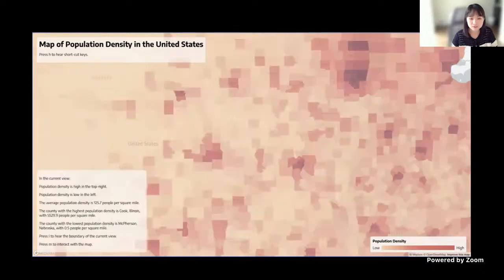Information is loading. In the current view, population density is high in the top right. Population density is low in the left. The average population density is 125.7 people per square mile. The county with the highest population density is Cook, Illinois, with 5,529.9 people per square mile. The county with the lowest population density is McPherson, Nebraska, with 0.5 people per square mile. Press L to hear the boundary of the current view. Press M to interact with the map.